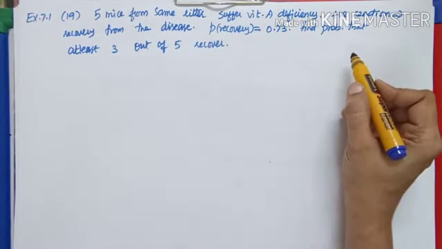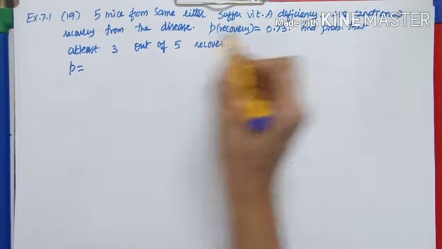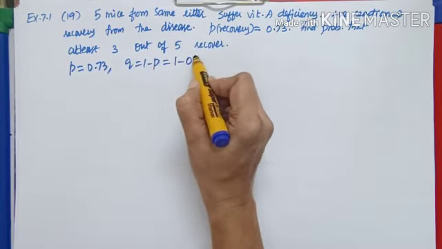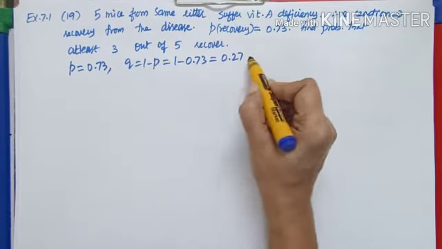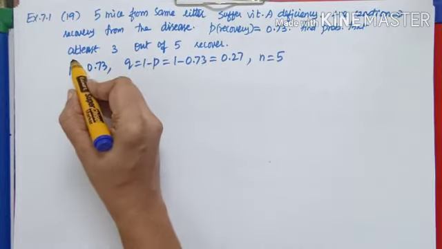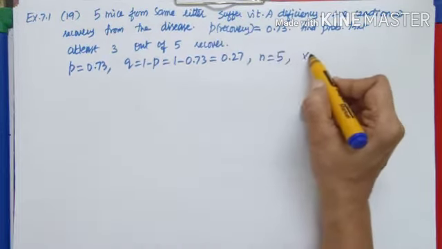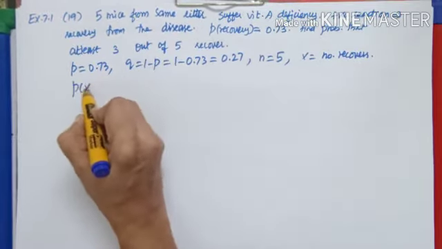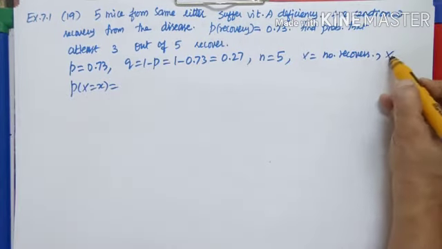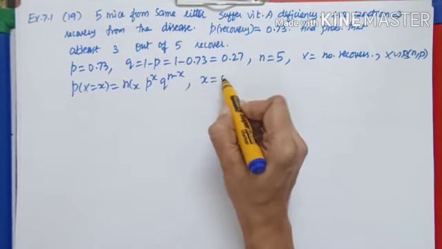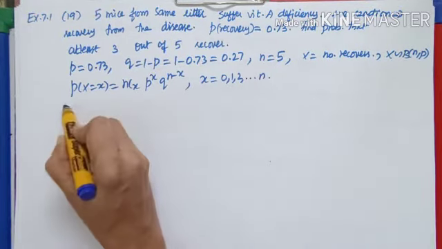From this question, we say P, probability of success, is 0.73. Q is 1 minus P, that is 1 minus 0.73, 0.27. N is the number of mice, that is 5, given. The question is at least 3 recover. So X is equal to the number that recover. My question is P of X equals x. It is a binomial distribution with parameters N and P: nCx, P power x, Q power n minus x, where x is 0, 1, 2 and so on up to n.